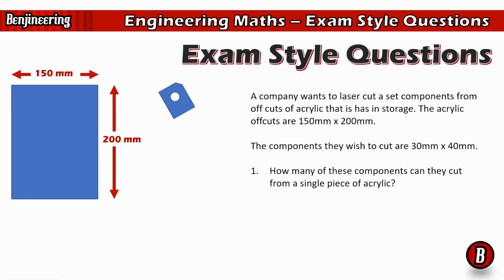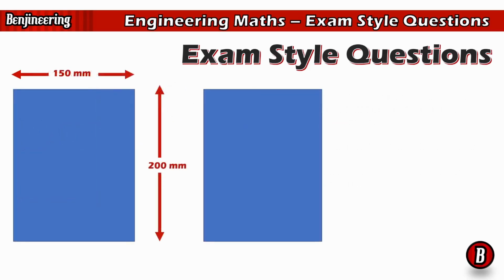All right, so hopefully you've got an answer to this. Spoiler alert, the answer is 25. You can get 25 of those components out of that sheet. So let's have a look at why that is. Now, what I should have said before is that when you do a question like this, you'll have to consider which way round you're going to try and fit these into the sheet. And that does have an impact on how many you're going to be able to get out of it.